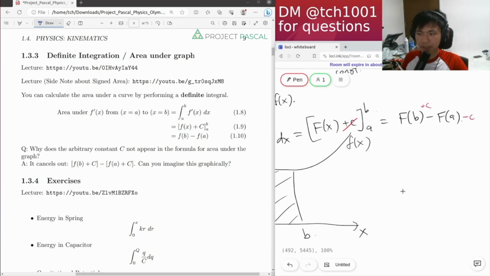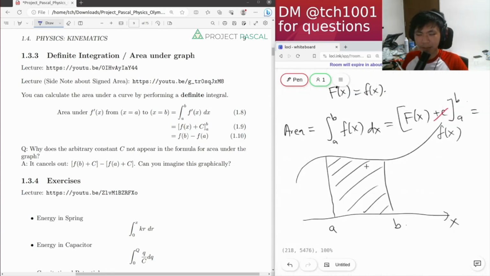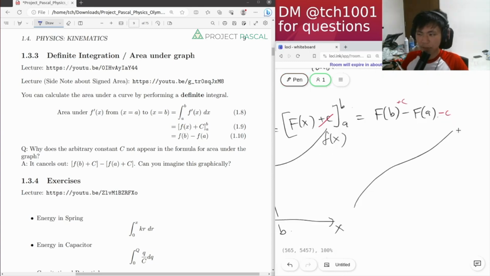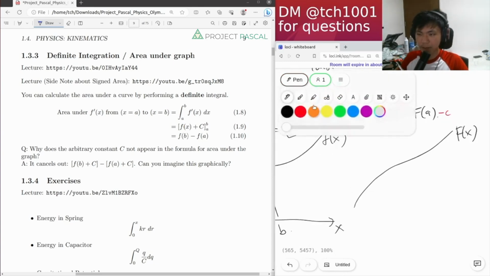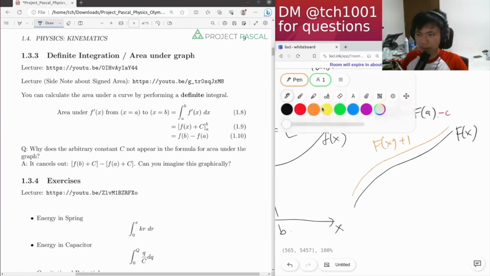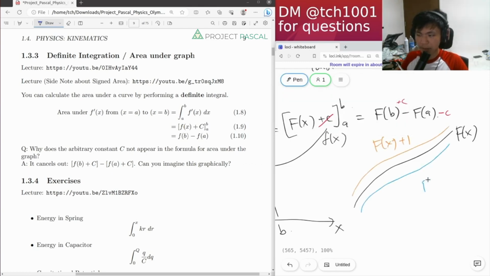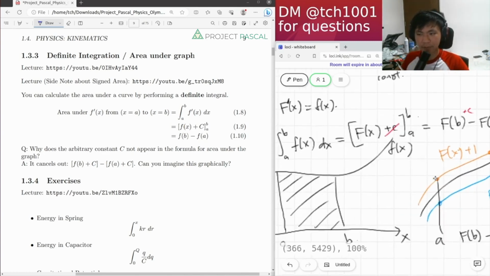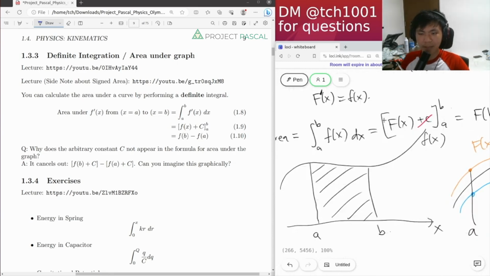And I'd like to invite you to think about what that means in the context of our graph over here. So for example, I have a graph here, big F of x. If I do big F of x plus 1, it's going to give me the orange graph. And if I do big F of x minus 1, it's going to be the blue graph. We can see that big F of b minus big F of a is unchanged by vertical translations of the big F of x graph. But if that's too much, it's okay. Just note that when we do a definite integral, the plus c essentially cancels out.